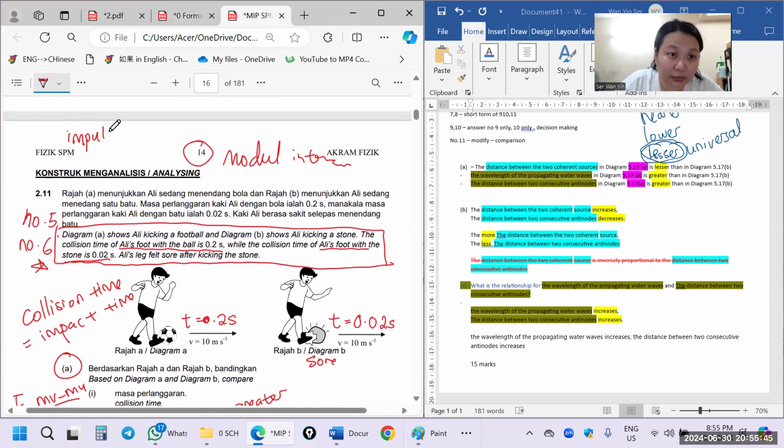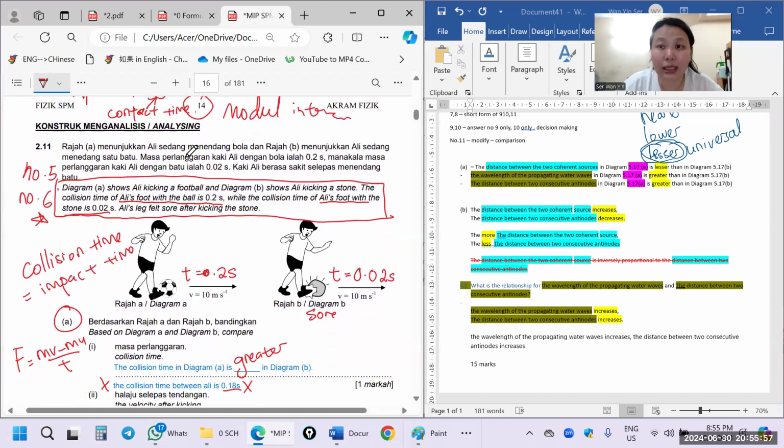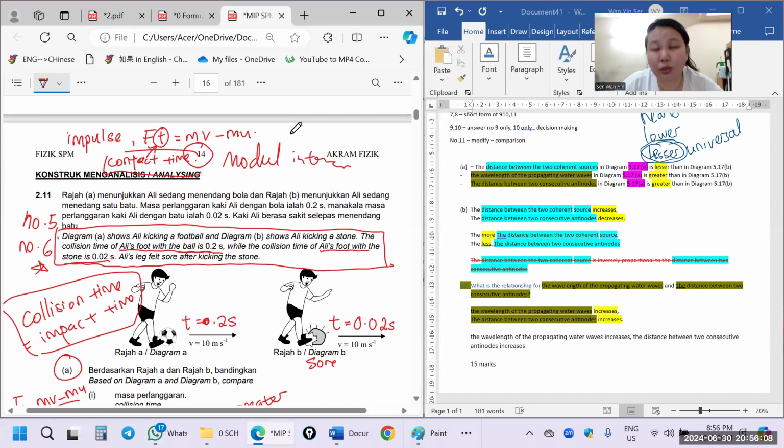Impulse is Ft equals mv minus mu. And this t, we call contact time. Two totally different things. Impact time and contact time are different. Then normally when they ask about impulse, they ask about follow through.